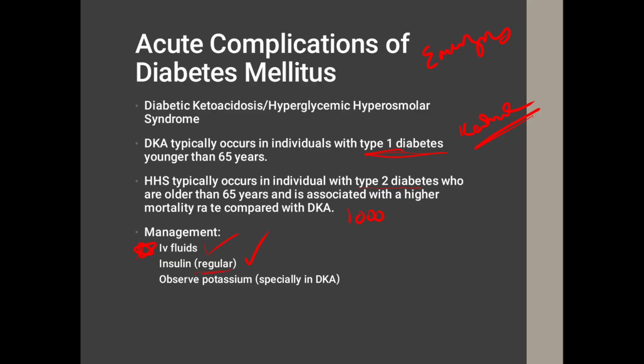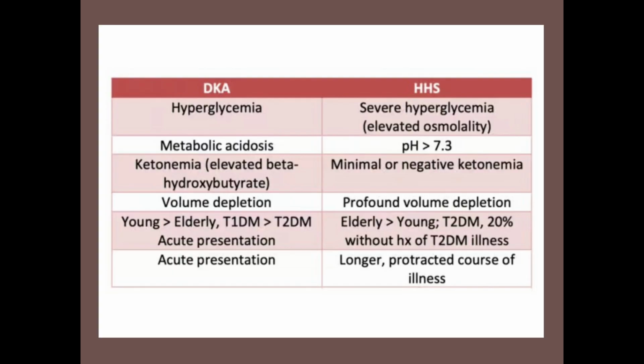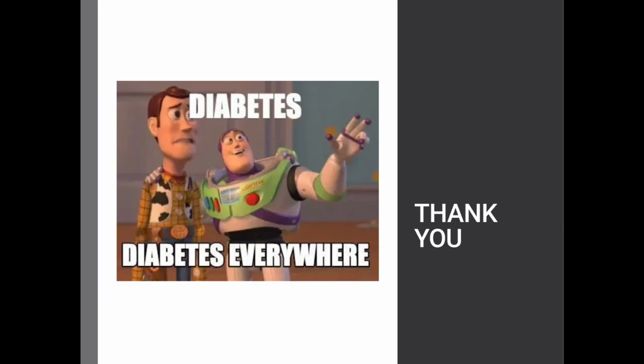Okay, and then you observe potassium and you follow up, and your aim will be potassium more than 5. Okay, the last guideline suggested that potassium should be controlled between 5 to 5.5. The one before it was 3.5, which is the normal value, but the last guideline said you need to control between 5 to 5.5. Okay, here's a table that shows the difference between DKA and HHS. You can read it. And this is the end of the video.